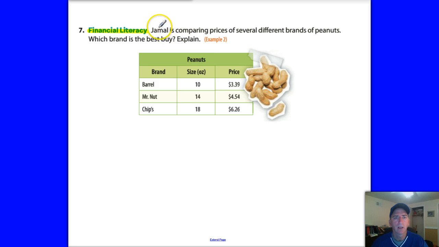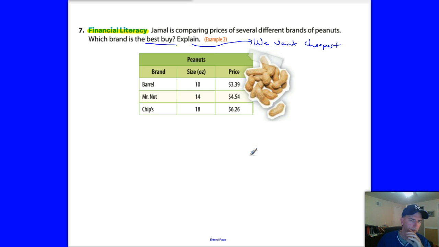Okay, so let's see. Jamal is comparing prices of several different brands of peanuts. Which brand is the best buy? We're going to assume there are no other factors other than the cheapest. We want the cheapest, not the overall cheapest price, but the best deal. In other words, the most peanuts for your dollar. So you find that by finding the unit rate.